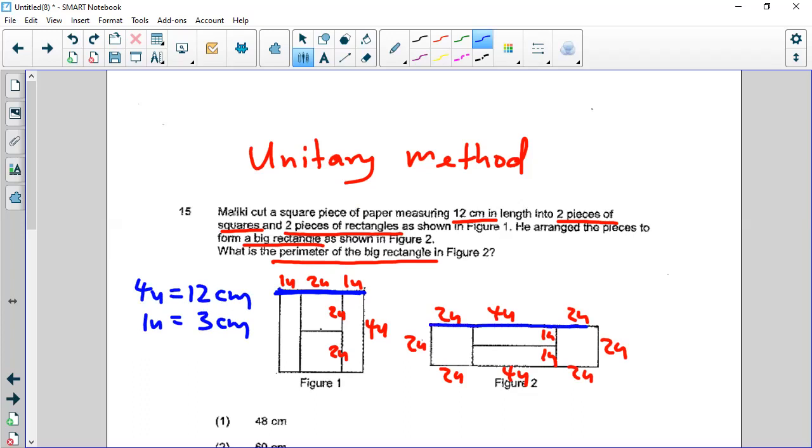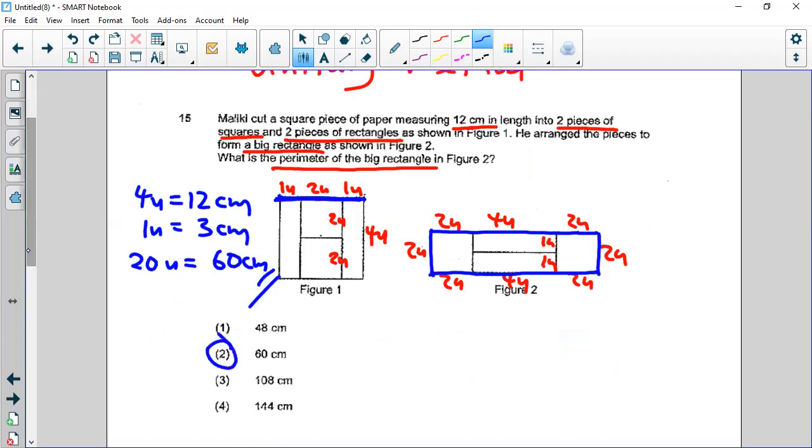2 plus 4 is 6. 6 plus 2 is 8. 8 plus 8 is 16. 16 plus 4 units, that will be 20 units. So the perimeter of figure 2 is 20 units. So 20 times 3. So your answer should be 60 cm. So answer number 2. Are you clear on how to get the answer? Unitary method, okay? Okay, let's go to question 16.